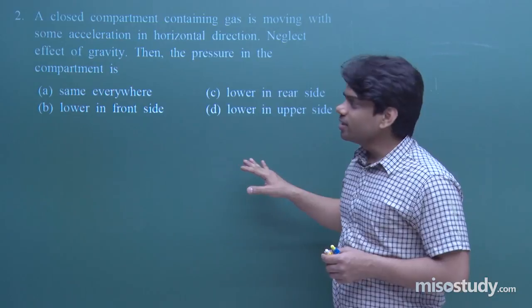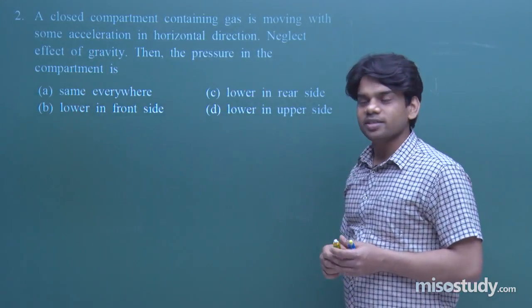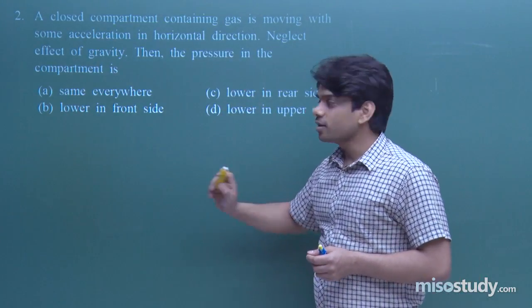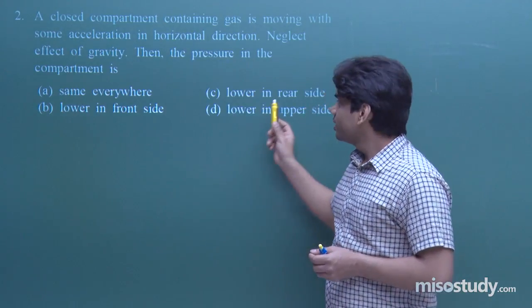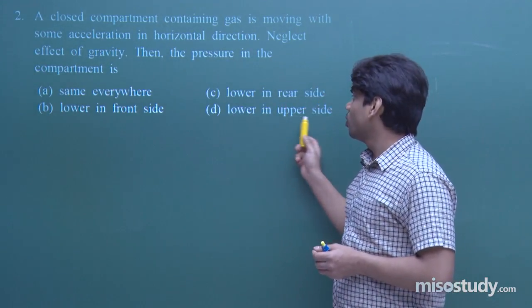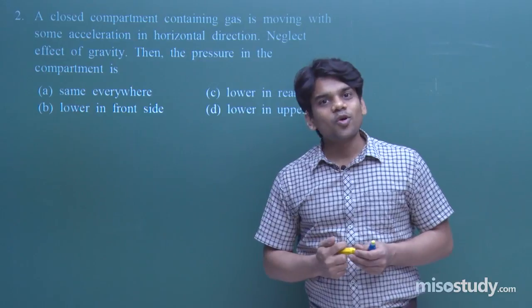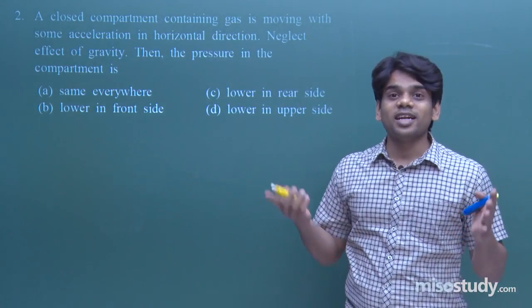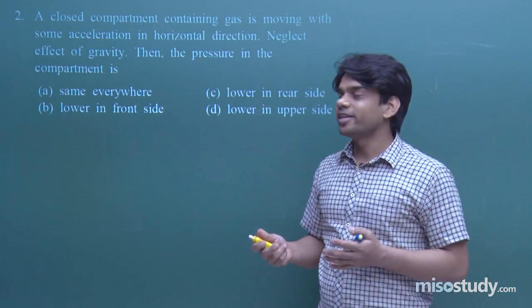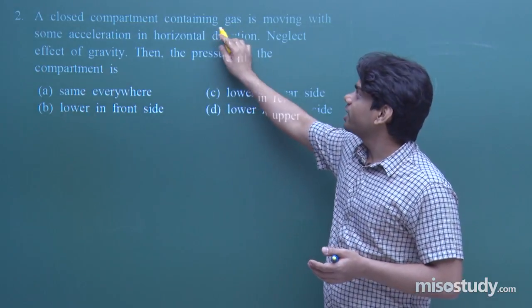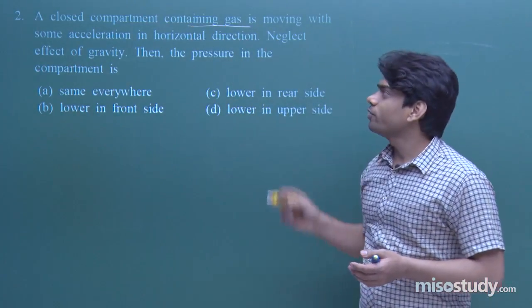Neglect the effect of gravity. Then the pressure in the compartment is A, the same everywhere, B, lower in the front side, C, lower in the rear side, and D, lower in the upper side. Let's go ahead and check the scenario of what is happening. It says that it's a container, there is a gas contained in it. A closed compartment containing gas is moving with some acceleration.